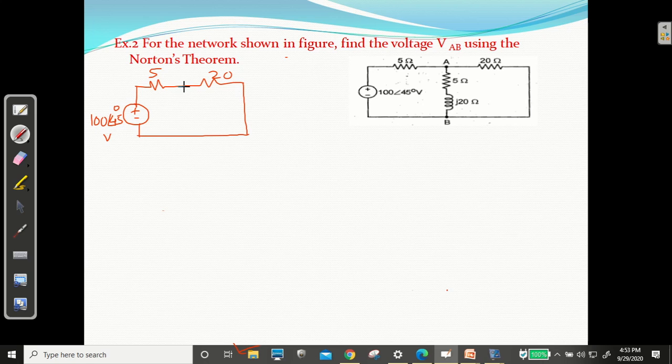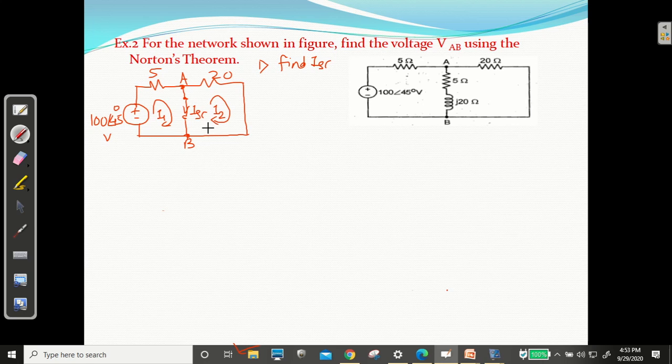Okay, and this point short it. शॉर्ट करेंगे तो क्या फ्लो होगा? ISC. तो पहली स्टेप क्या है? Find ISC. Short the points A and B and find ISC. So you can find ISC by using the KVL or by KCL. So two loops are there, I1, loop 2, I2.